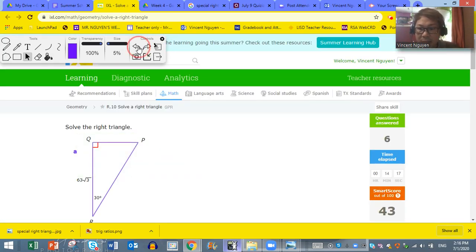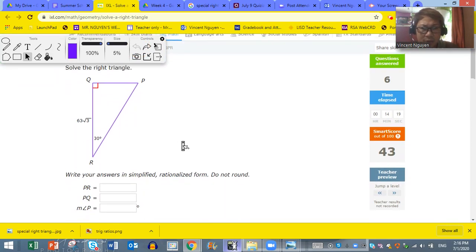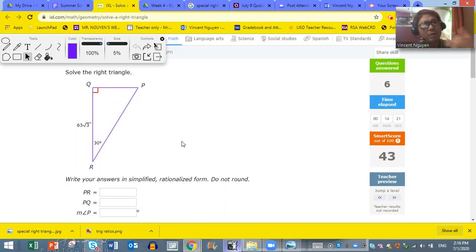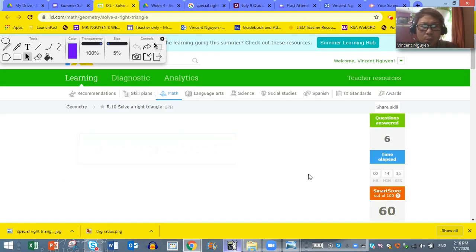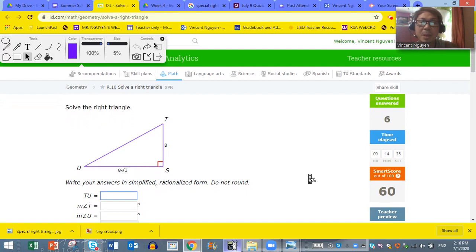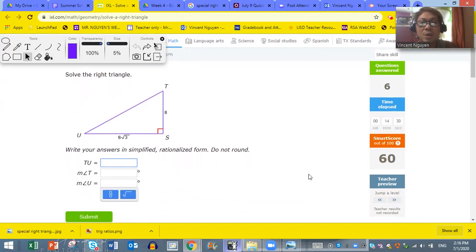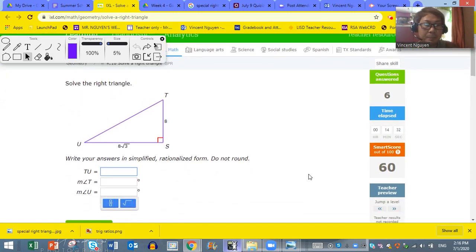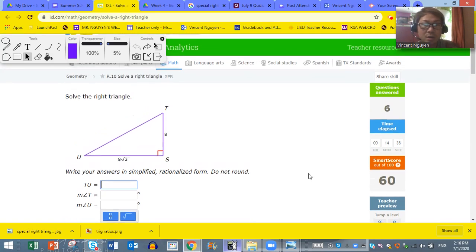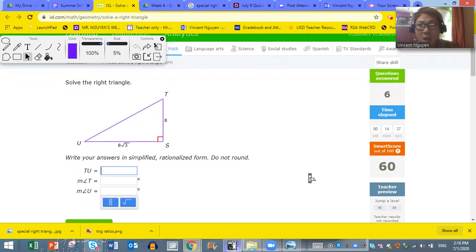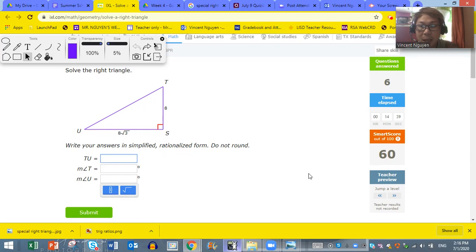Let's say this is another special right triangle. I'm going to jump levels because I want to show you the ones in special right triangles that we can actually solve using trig ratios and inverses. So here we go. This time we're looking for two angles and one hypotenuse. Well, the hypotenuse is easy to do.